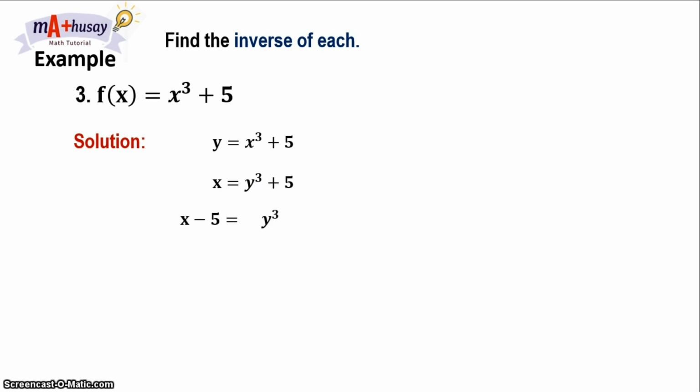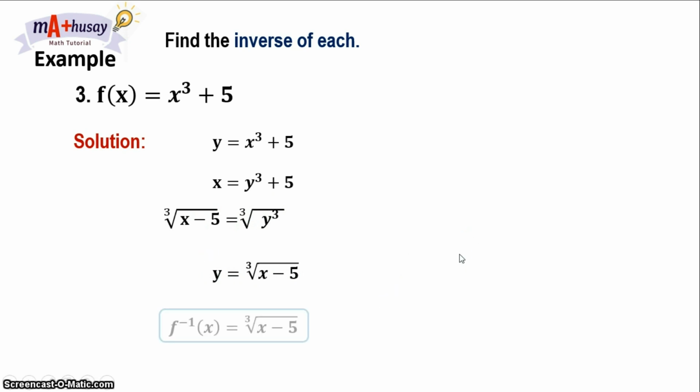Now, to solve for y, kunin natin ang cube root ng both sides of the equation. So, masisimplify ang ating equation into y is equal to cube root of x minus 5. So, ngayon, papalitan natin yung y ng inverse of a function symbol. Then, we have ang inverse ng function na x cubed plus 5 ay the cube root of x minus 5. Ganun lang siya kadali.